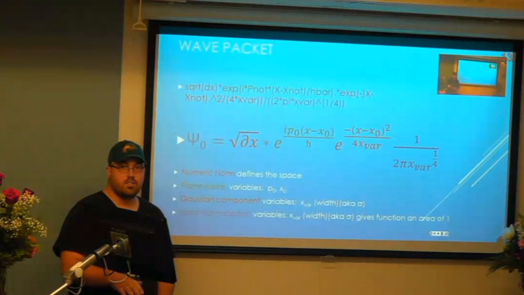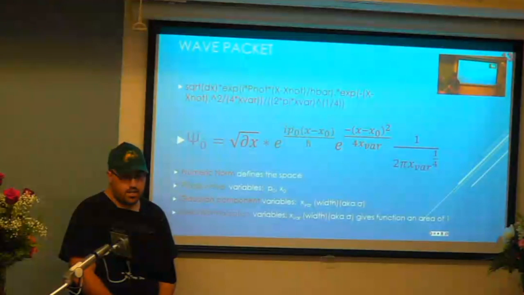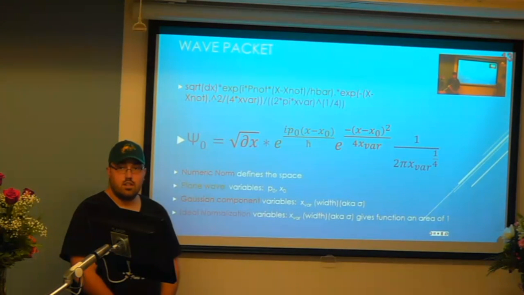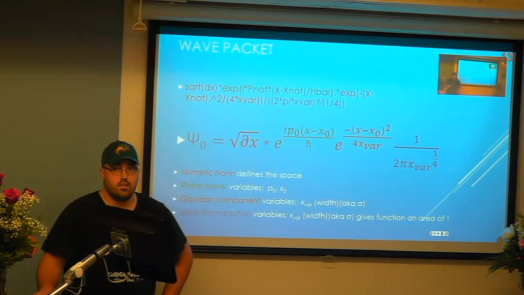And then the next part is the Gaussian. It defines the shape of the electron. And then the final part is normalization, making sure that the area under the electron is equal to 1.